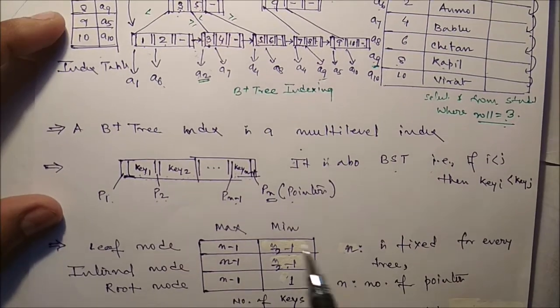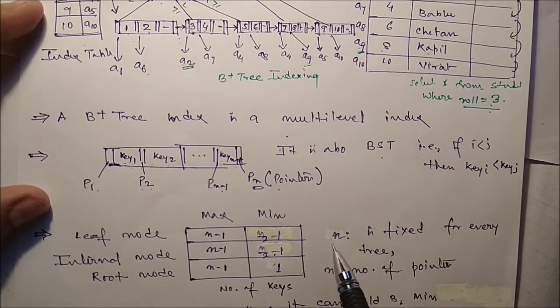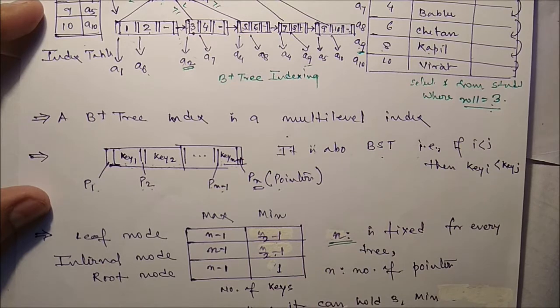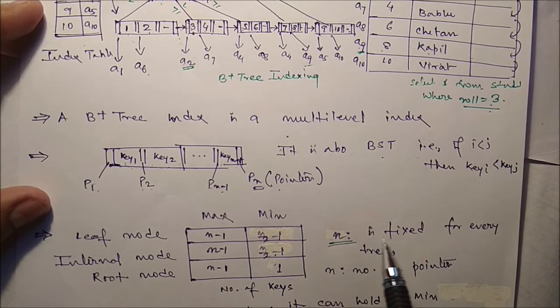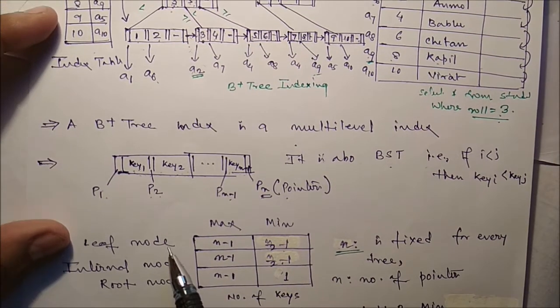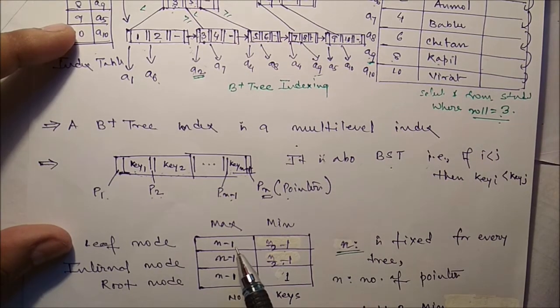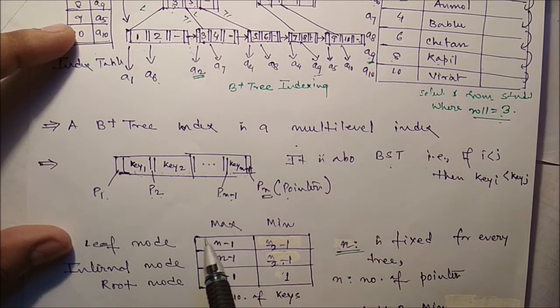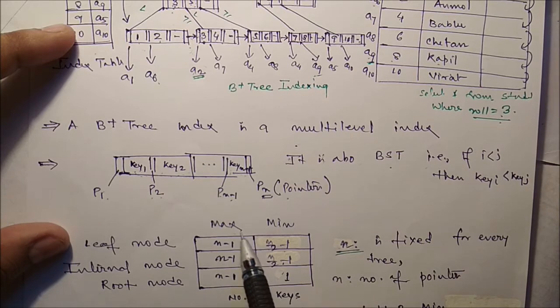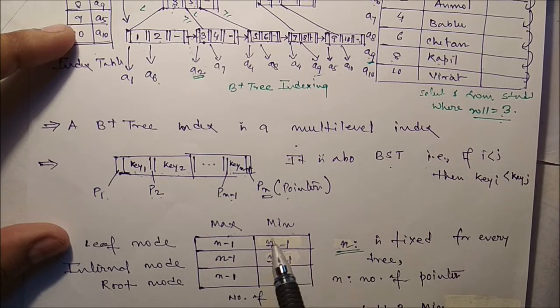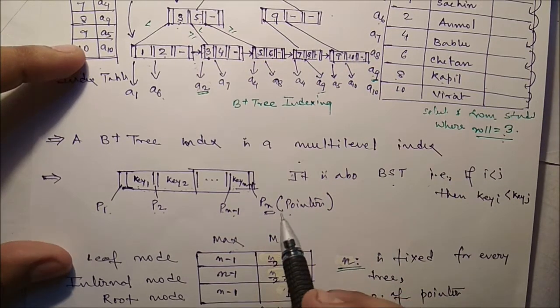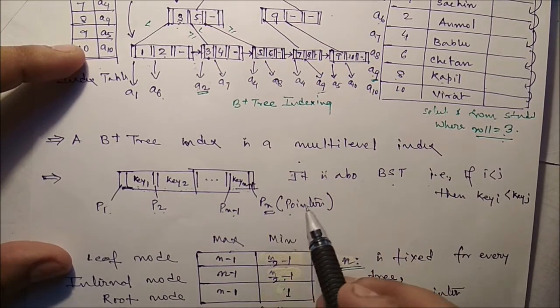Now see, n is a fixed parameter, n is a pointer, and n is fixed for every tree. So each and every leaf node and internal node can store a maximum of n minus 1 keys, and a minimum of n by 2 minus 1 number of keys must be stored.